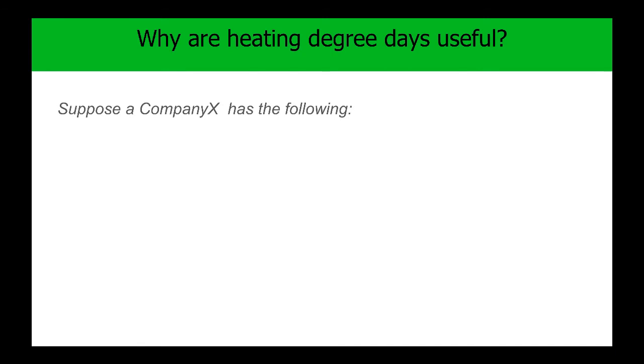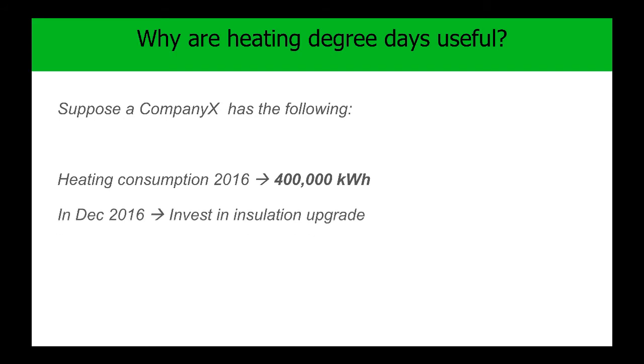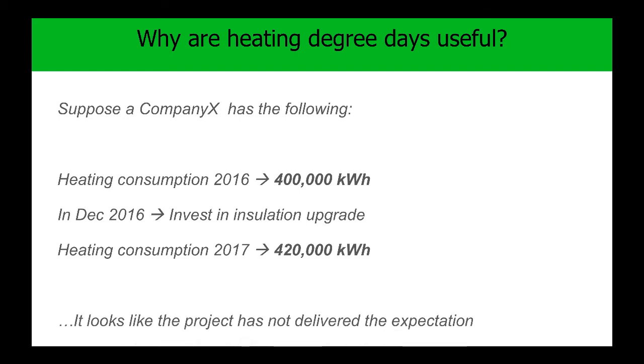Suppose a company X has the following. In 2016 it had a consumption of 400,000 kilowatt hours. They made an investment in an insulation upgrade in December, and then in 2017 they have a higher consumption, 420,000 kilowatt hours. From these numbers, it seems that the project has not delivered the expectations.